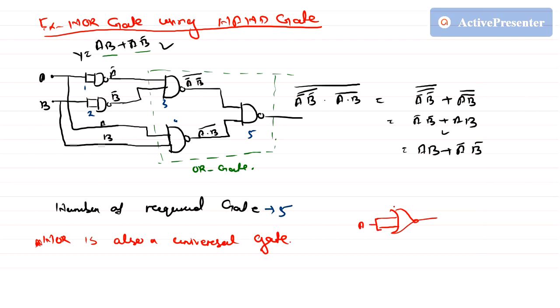Let us see: if I give the same input A here, what will be the output? A plus A, whole bar. By De Morgan's theorem this is A into A bar... rather, the bar of A plus A gives A bar A bar, so you will get A bar as your output. This is how you can design all other gates using the NOR gate. Take it as a task or assignment: by next class, try to design all other gates using NOR gates.